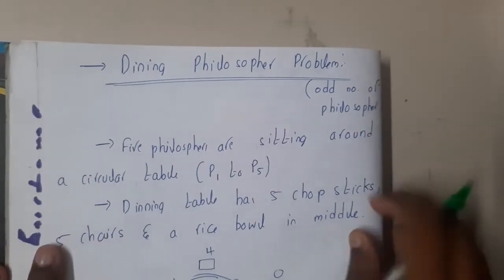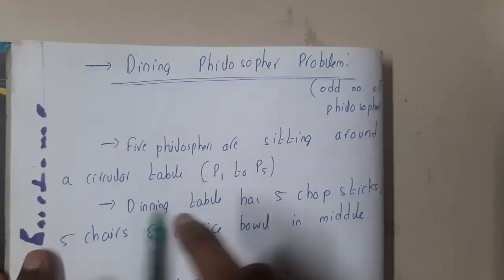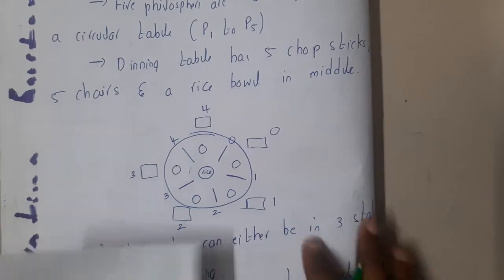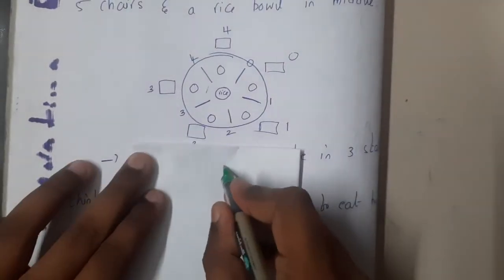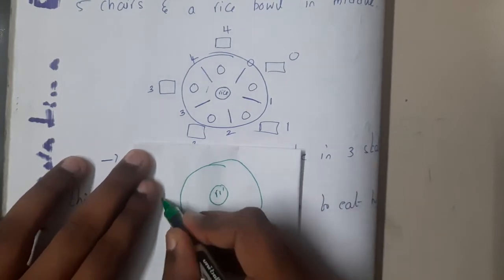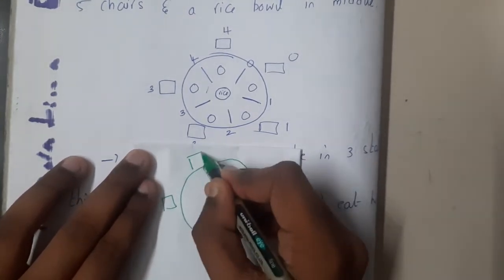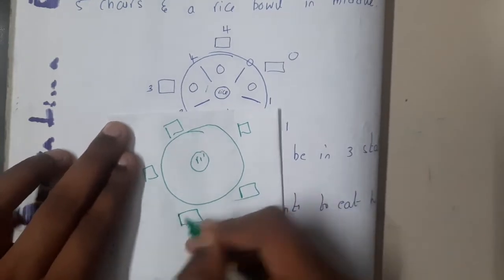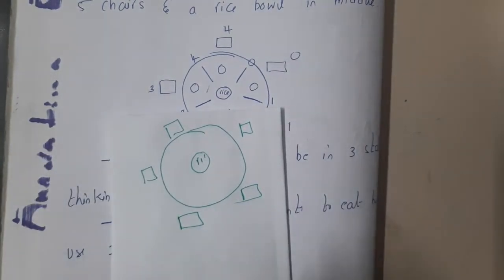So the third type of problem is the dining philosopher problem. I'll be directly explaining the problem. Basically in this problem, we are going to have a table, guys, and in between, we are going to have a rice bowl. There are a total of 5 different philosophers. In the book, it is given as philosophers. You can assume that those are your friends, so you are the 5 different friends.